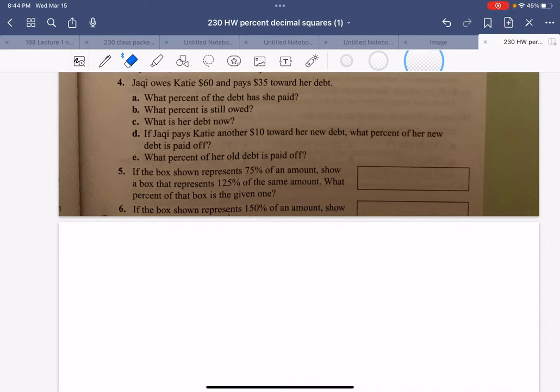Hey there, this is problem number 4 on the homework. So I'm going to give you some tips on how to figure this one out. Jackie owes Katie $60 and pays $35 towards her debt. What percent of the debt has she paid?